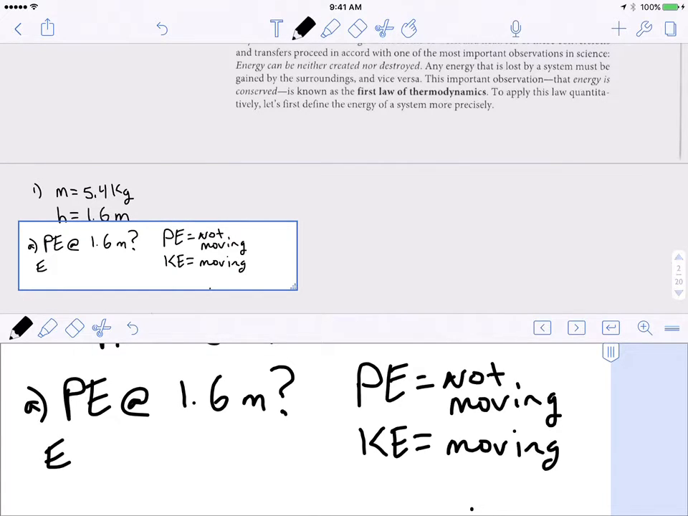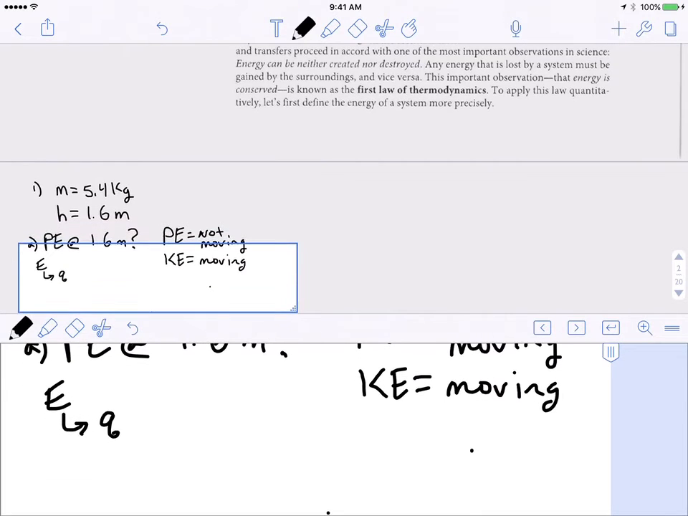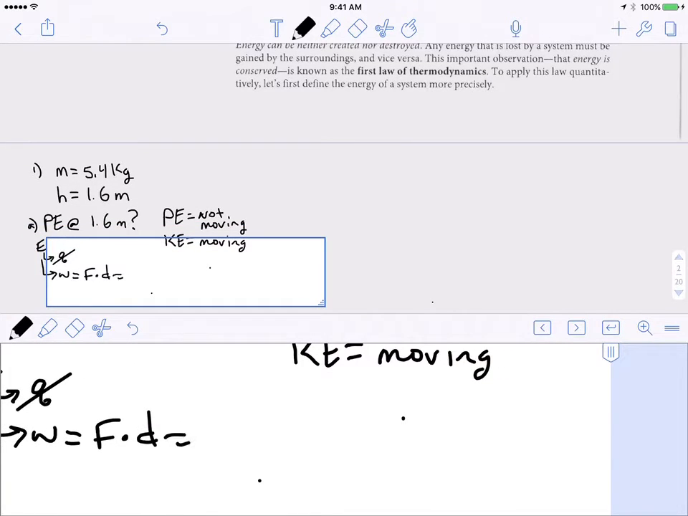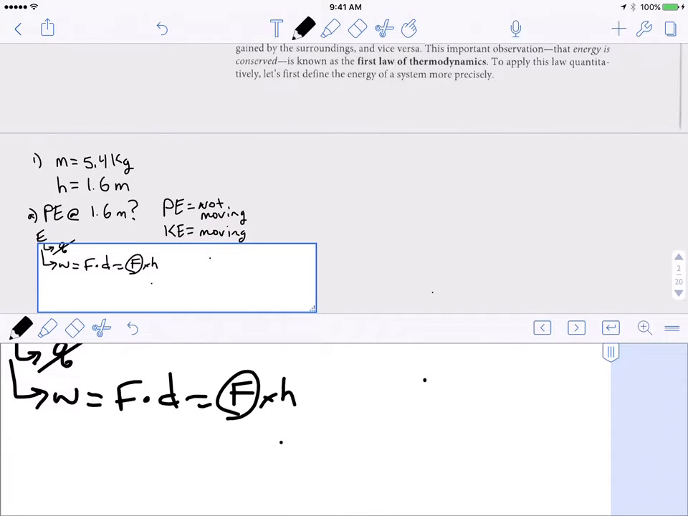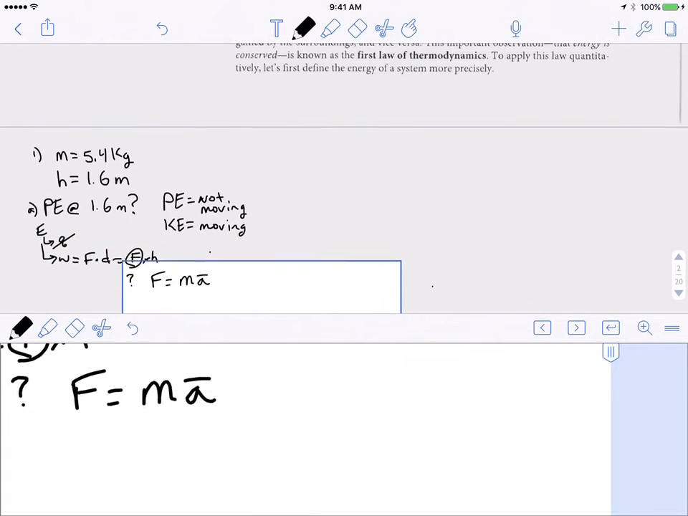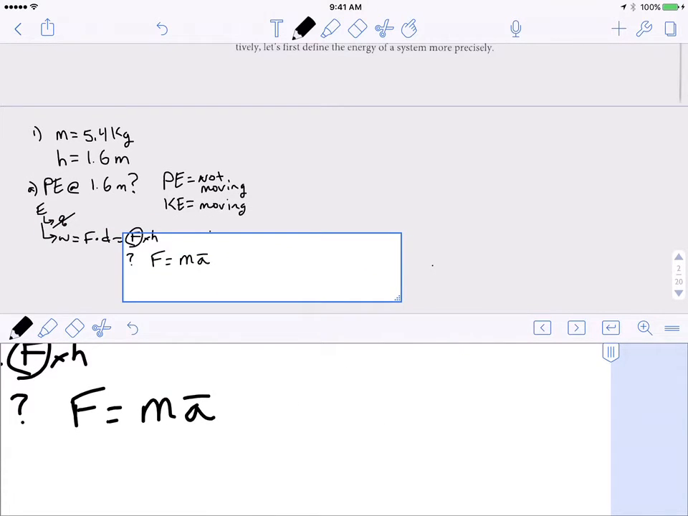We know energy has 2 forms, heat and work. Now, there's no heat in this scenario. So what is the work, or the energy, that it takes to lift the bowling ball? We have an equation for that: force times distance. In this case, the distance is the height of 1.6 meters. So what's the force? The force is equal to mass times acceleration. Acceleration on planet Earth is due to gravity. Therefore, it has a constant number.